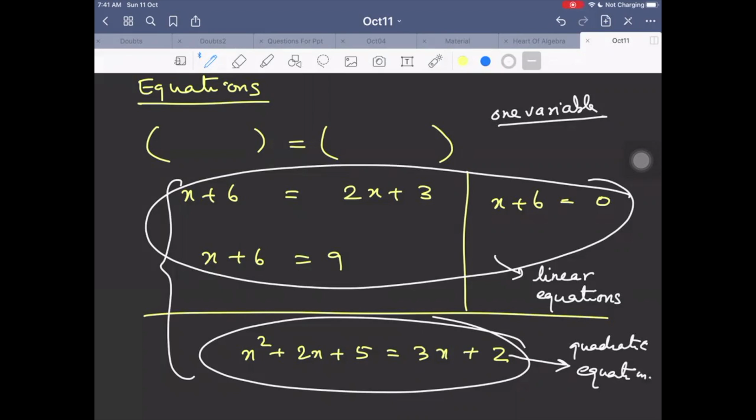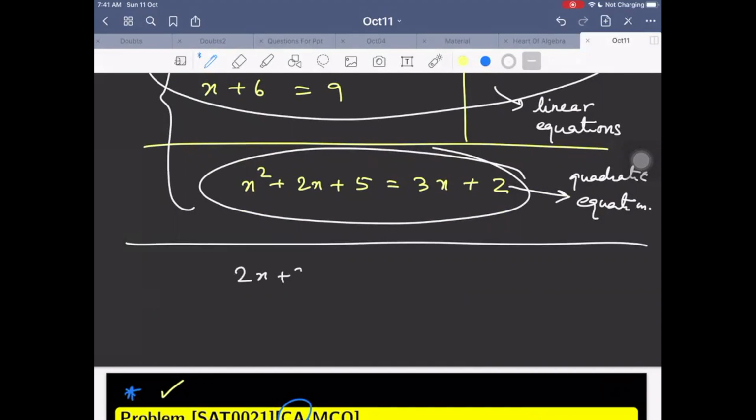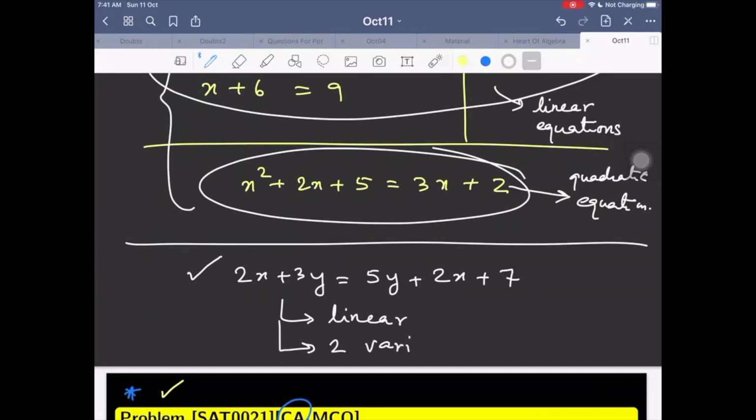Is this okay for everyone? Yes. You can have equations in more variables. For example, you can have 2x plus 3y is equal to 5y plus 2x plus 7. This is another equation. Can you classify this equation as linear, quadratic, cubic? This is a linear equation. And what about the number of variables? It has two variables, x and y.